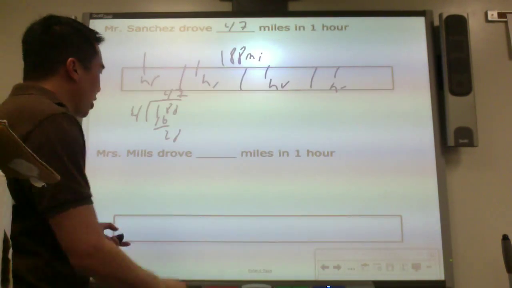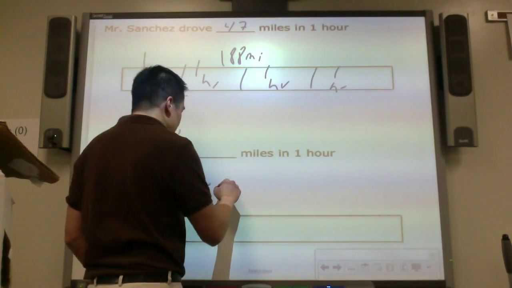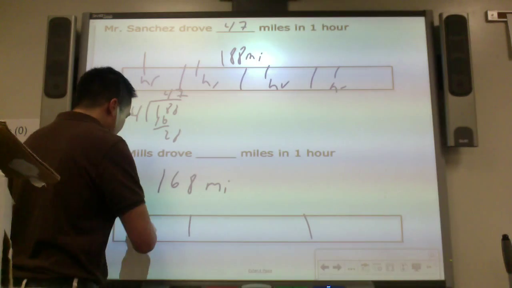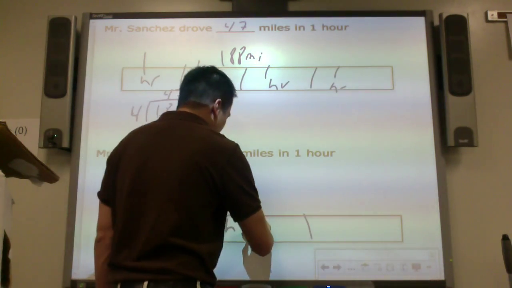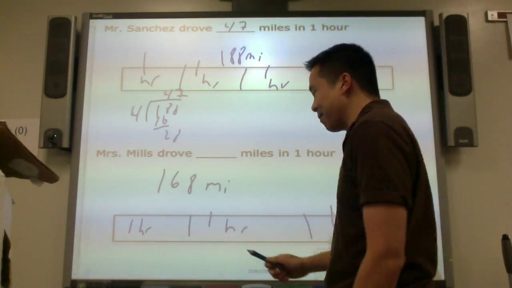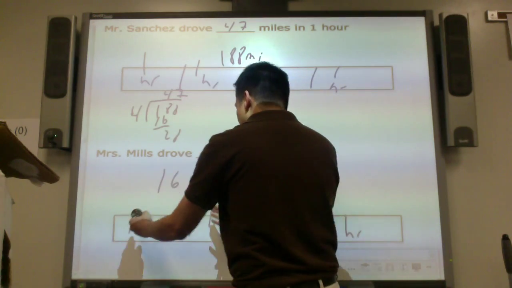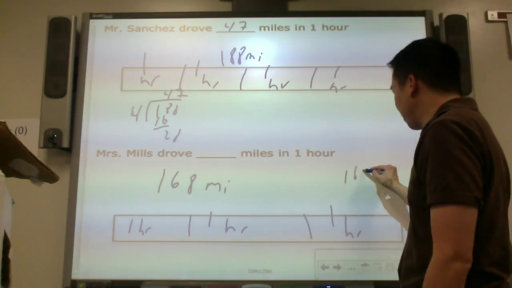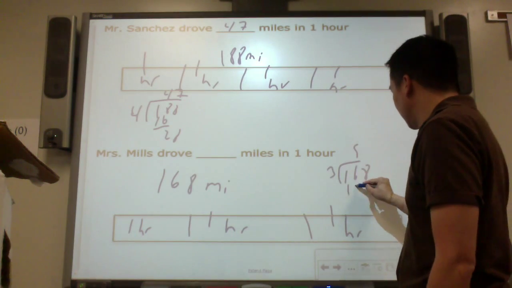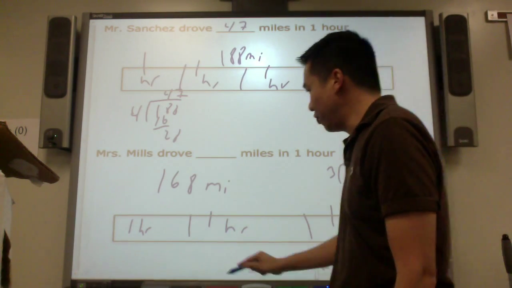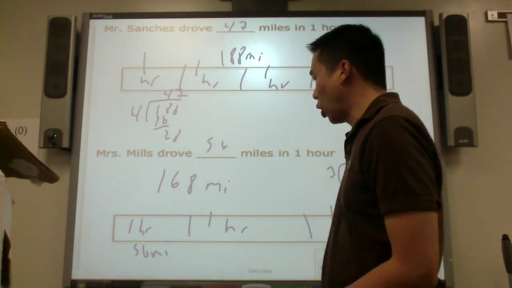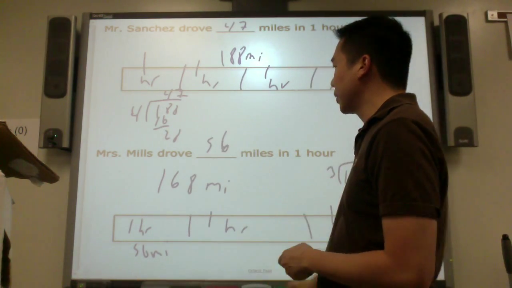Mrs. Mills, on the other hand, drove 168 miles in 3 hours. Each one of these segments represents 1 hour. So I need to break down these 168 miles into portions, by hours. So I'm going to divide it by 3. So it's 56 miles per hour, or for every 1 hour.